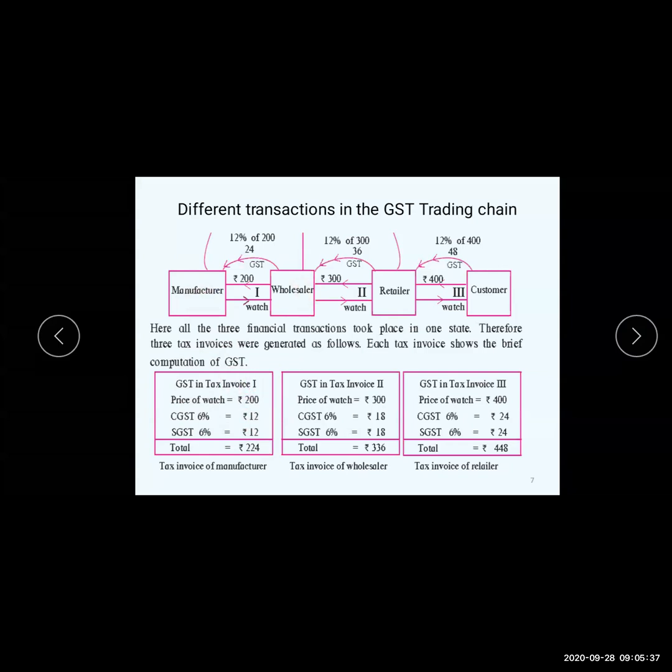Now see for the wholesaler, or we can say retailer, wholesaler or retailer, we can say both. Now see GST in tax invoice 2. Price of the watch is how much? 300. CGST 6%, that is rupees 18. SGST 6%, that is rupees 18. So now total is 336. Now the retailer, GST in tax invoice, price of the watch is rupees 400. CGST 6%, that is 24, and SGST 6%, that is 24. So total is 448. Now in this way, we can see the chain of the GST trading.